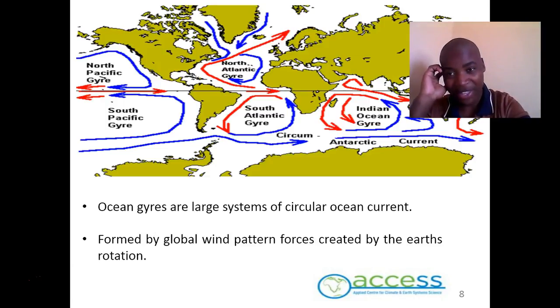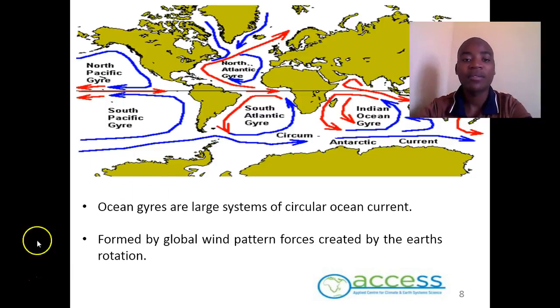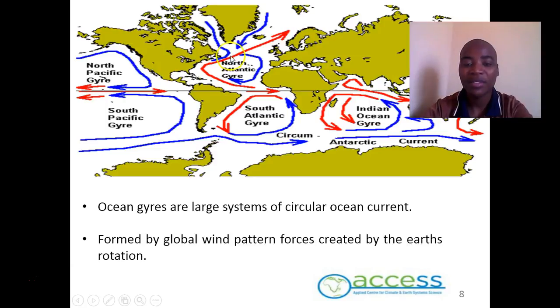There are 5 ocean gyres. We have the North Atlantic gyre, South Atlantic gyre, Indian Ocean gyre, then the North Pacific gyre and South Pacific gyre. All these gyres, you can see, are bounded between 2 continental masses. These gyres are created by the Coriolis effect. In the northern hemisphere the rotation is clockwise, but in the southern hemisphere it is anti-clockwise.